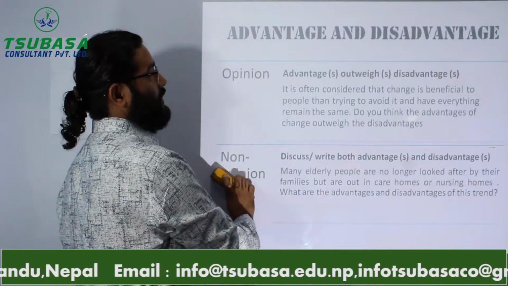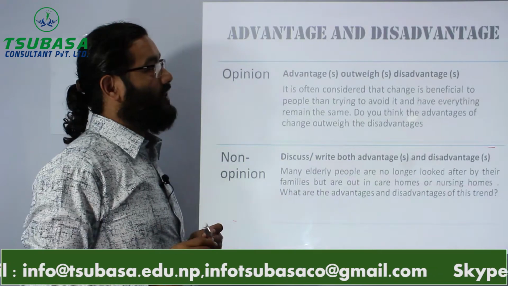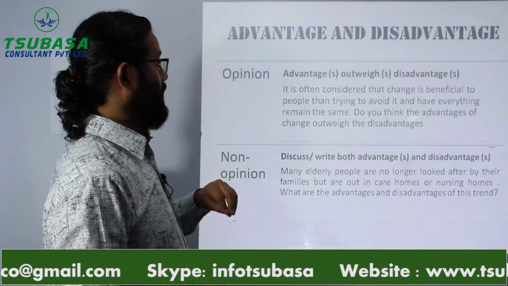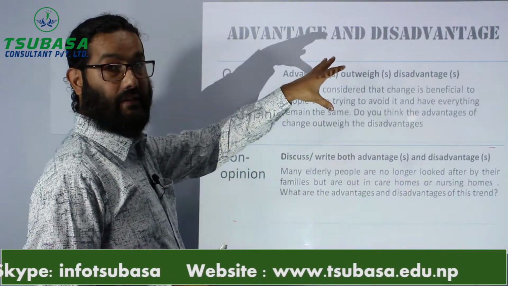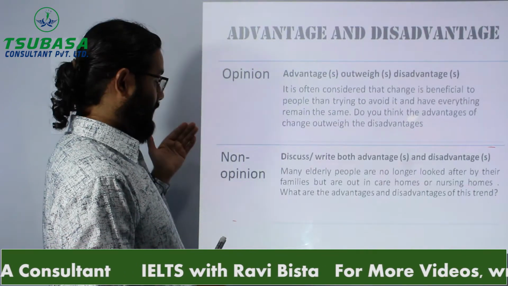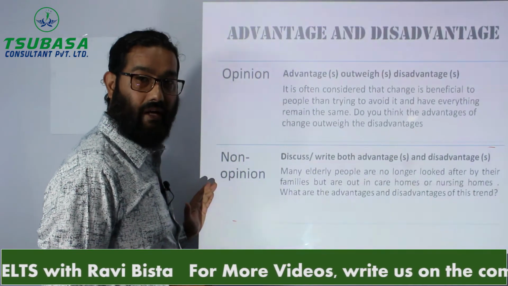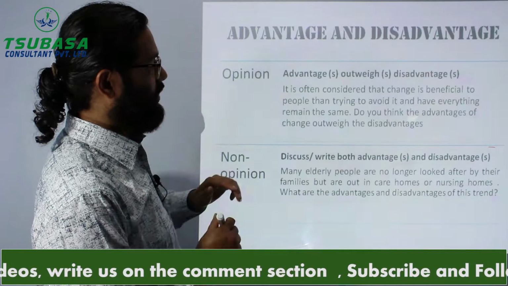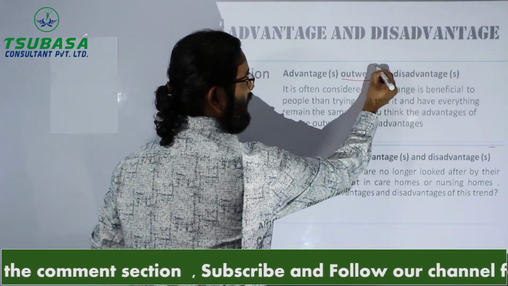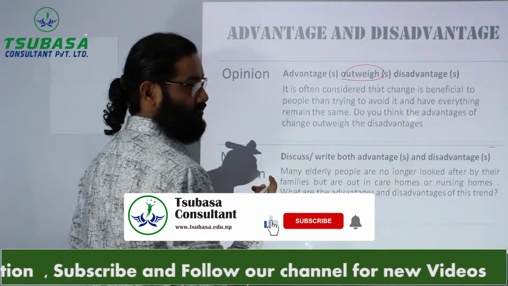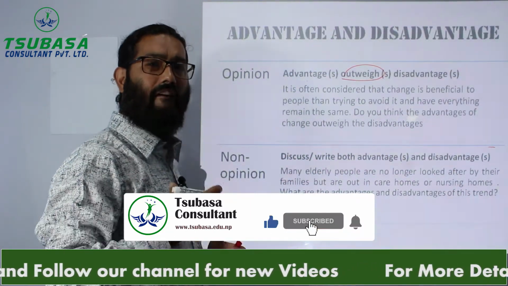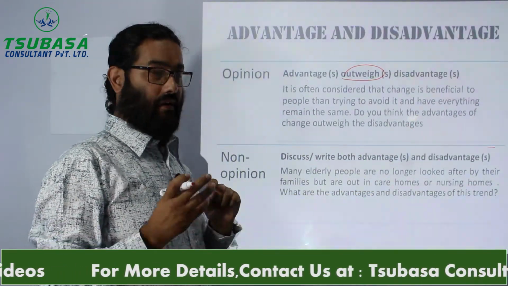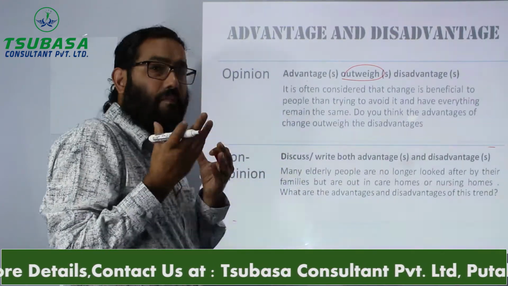Okay, here we go. We call that the advantage and disadvantage essay. Before we discuss this further, I want you all to understand that under the advantage and disadvantage essay, we have opinion-based essay and non-opinion-based essay. What do you mean by opinion and non-opinion? When I say opinion, you have to focus on the phrase outweigh. Advantage outweigh disadvantage means you have more advantage or disadvantage. In this, it means you have to again pick your side.